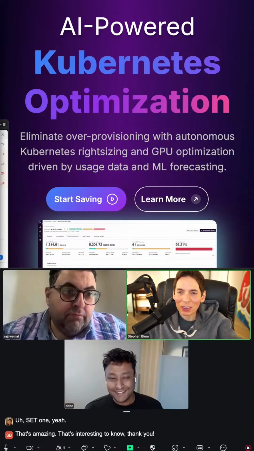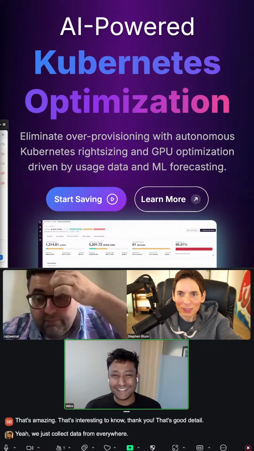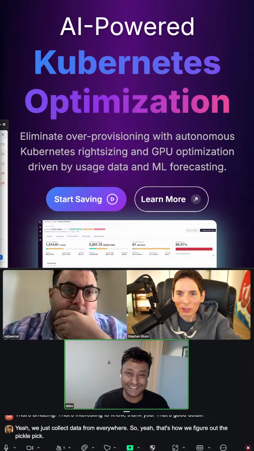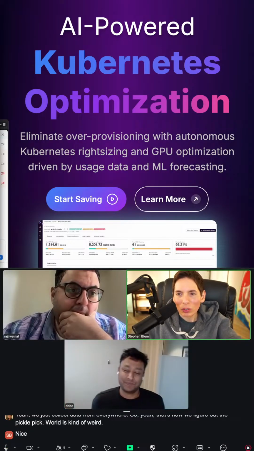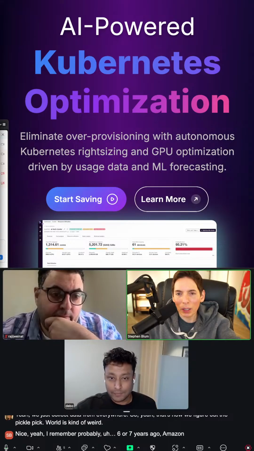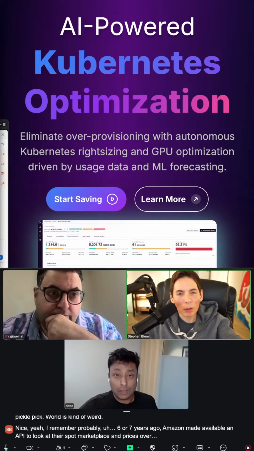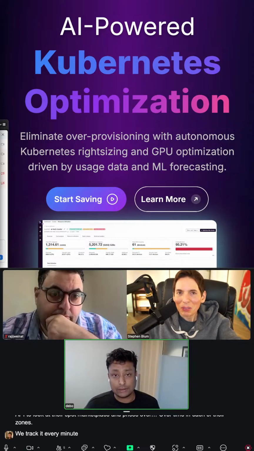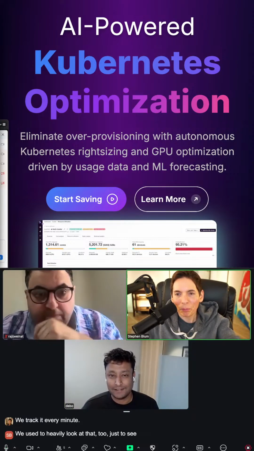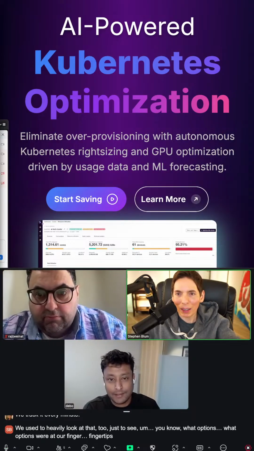That's good detail. Yeah, we just collect data from everywhere under the sun. So that's how we figure, okay, the world is kind of weird. Nice. I remember probably 6 or 7 years ago, Amazon made available an API to look at their spot marketplace and prices over time in each of their zones. We track it every minute. We used to heavily look at that too, just to see what options were at our fingertips back then.